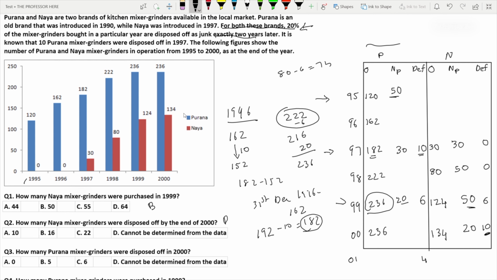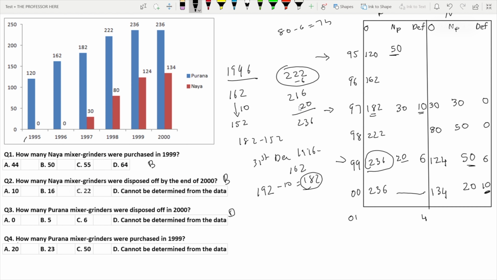Option B, 16. Question number 3, how many Purana mixer grinders were disposed of in the year 2000? So in the year 2000, we don't have sufficient data to give that value. So option D is the answer, cannot be determined from the data. Now let's look at the last question, question number 4. How many Purana mixer grinders were purchased in the year 1999? In the year 1999, 20 new purchases for Purana mixer grinders. So option A is the answer. I hope you understood how to do this question.